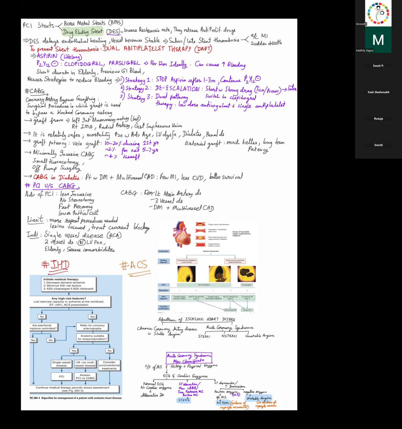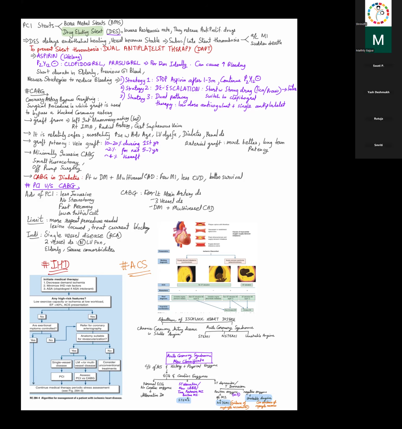And arterial grafts are much better and have long-term patency. Then minimally invasive coronary artery bypass graft is done by small thoracotomy or off-pump surgery. CABG is preferred in patients with diabetes mellitus and multivessel coronary artery disease, for fewer MI, less CVD, and better survival.